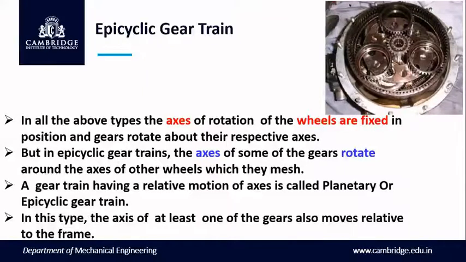But in an epicyclic gear train, the axis of some of the gears rotates around the axis of other wheels with which they mesh. So a gear train having a relative motion of axes is called a planetary or epicyclic gear train. In this type, the axis of at least one of the gears also moves relative to the frame.